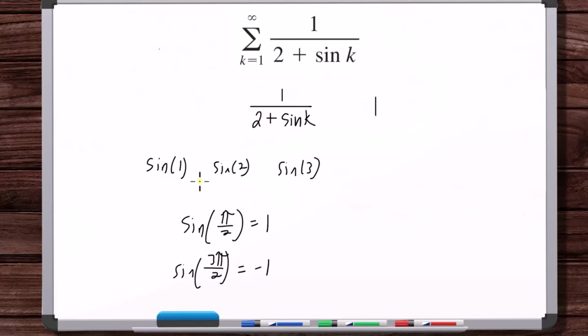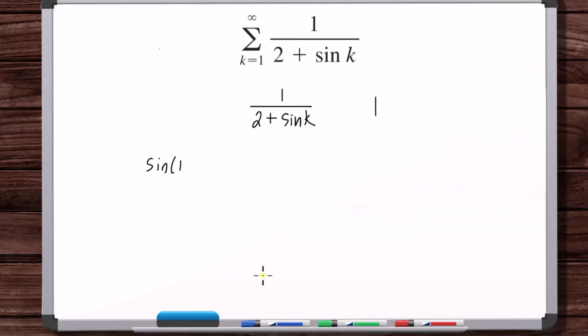So that's what I'm saying. If all you've got is integers, you're never going to get to 1 or -1, right? So you can say that the denominator here, as k goes to infinity, is always going to be between 1 and 3. Because you're never going to do 2 minus exactly 1, and you're never going to do 2 plus exactly 1.